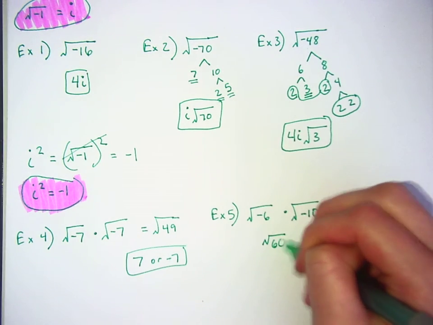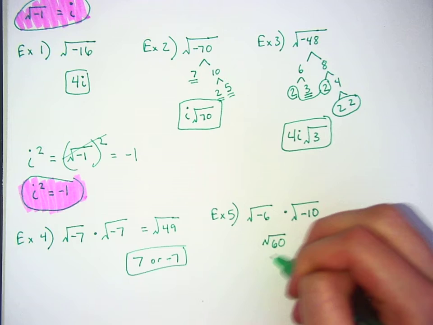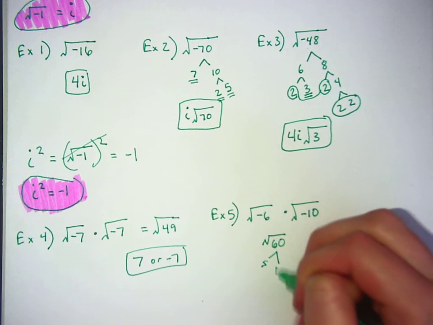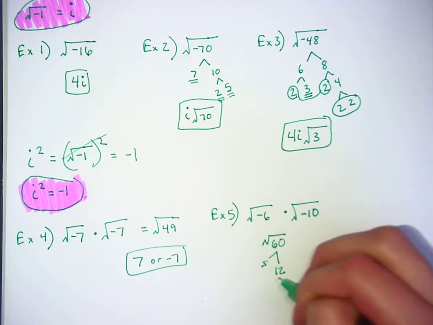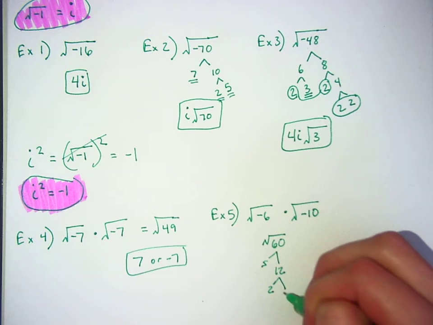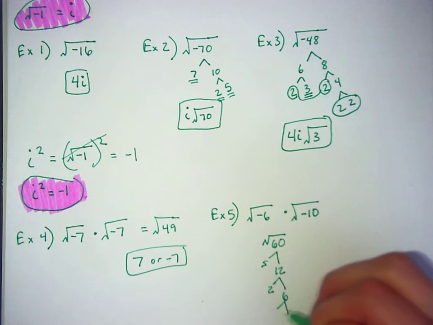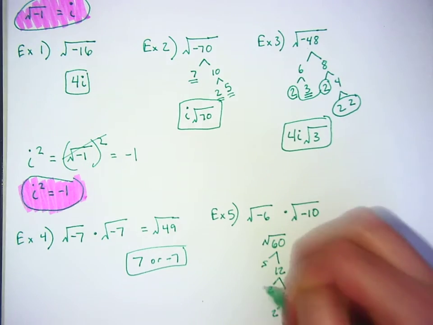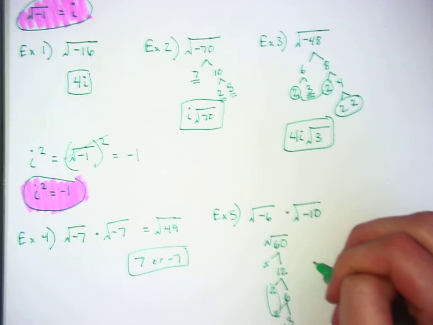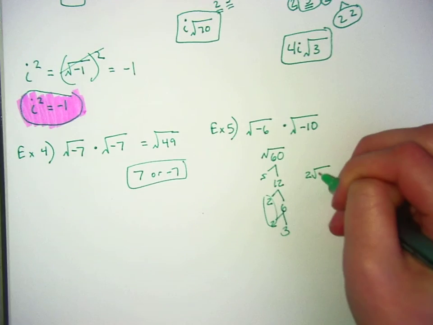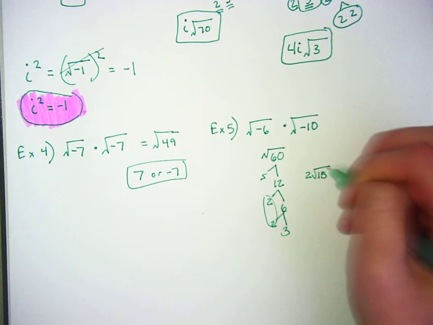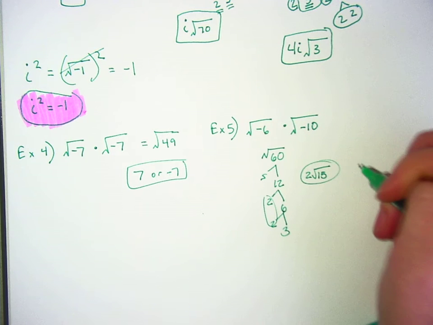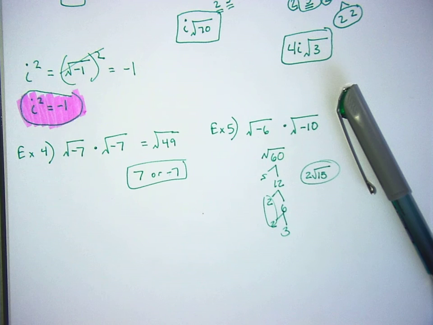First thing you do, multiply together, 60, break it down. It's going to be 5 and 12. Then we're going to break that down, 2 and 6, break that down then, 2 and 3. Circle your, yep, and then you're going to put the 2 on the outside, and then 5 times 3 on the inside, and that's it. Sure, and it also can be -2 times the square root of 15 because it was originally negatives to begin with. Okay.